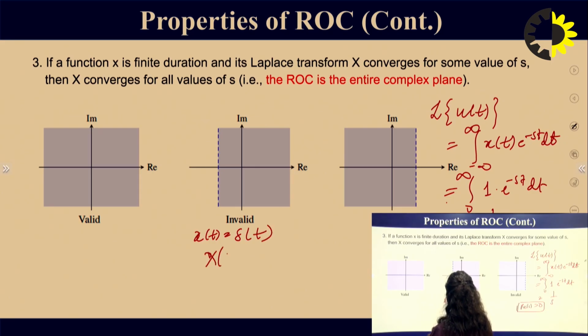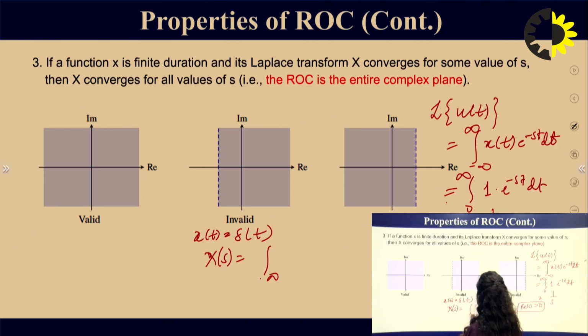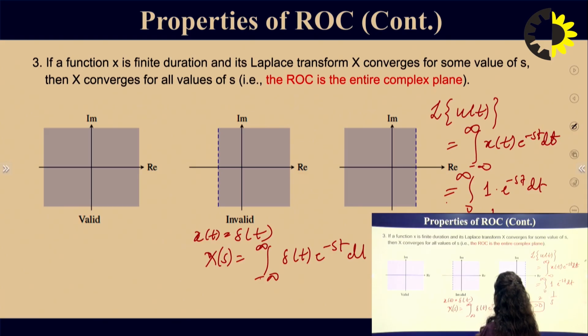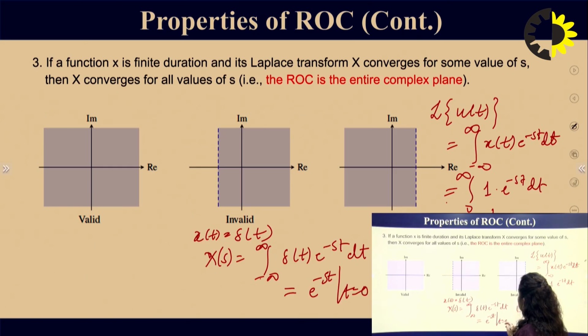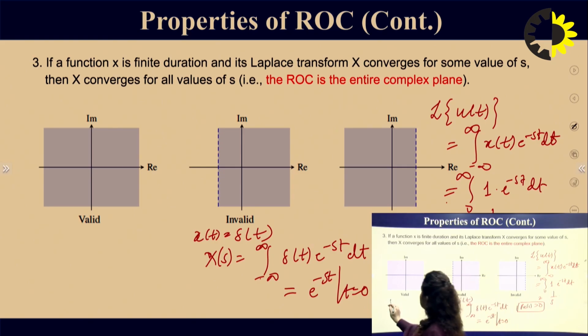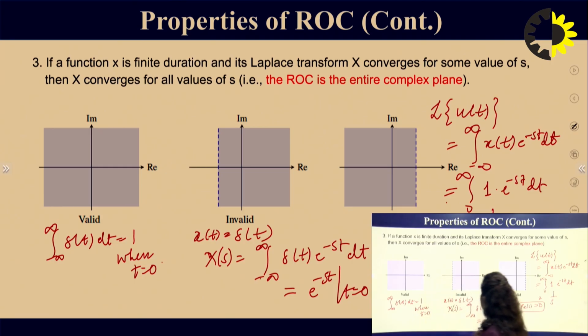In this case X(s) is the integral from minus infinity to infinity of delta t e to the power minus st dt. As we know the property, the integral of delta t dt from minus infinity to infinity is equivalent to 1. So we have e to the power minus st at t equal to 0, and this value becomes 1 when t equals 0.